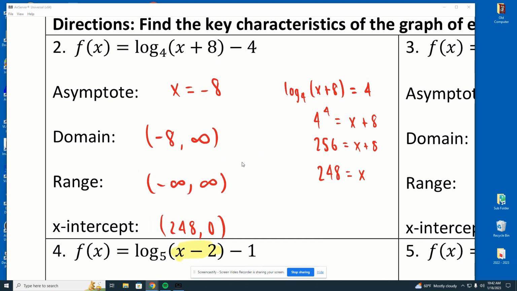The asymptote on number 2 moved to negative 8, right? X plus 8 inside, so x equals negative 8. That restricted your domain to negative 8 to infinity. Then you've got your range, negative infinity to positive infinity. And then your x-intercept was 248. I mean, kind of big. Sure enough, somebody in my second period scrolled down until they found the y value of 0, and sure enough, the x value was 248.